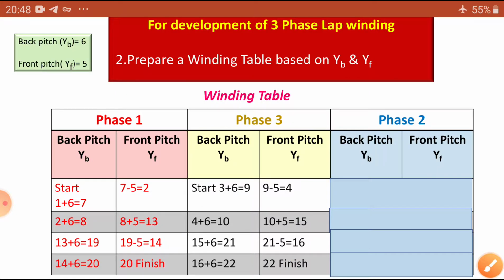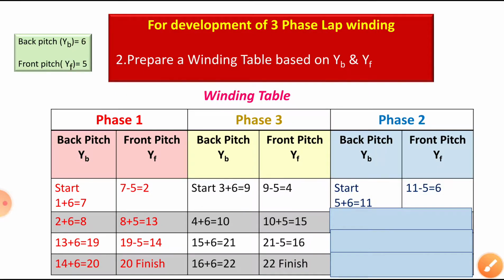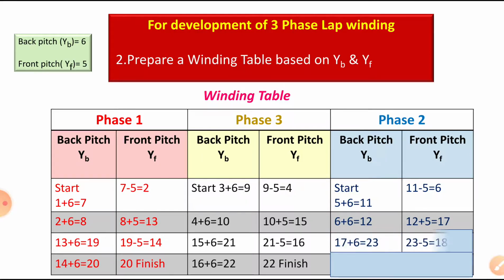Okay, so now coming to phase 2. In phase 2, we connected the 5, allotted to 5 and 6. So 5 plus 6 is 11, 11 minus 5 is 6, 6 plus 6 is 12, 12 plus 5 is equal to 17, 17 plus 6 is equal to 23, 23 minus 5 is equal to 18, and 18 plus 6 is equal to 24, and 24 is the finishing. So these are the winding tables, dear students.